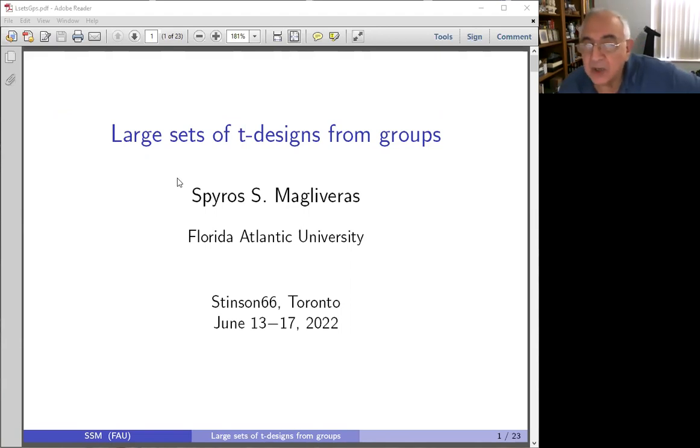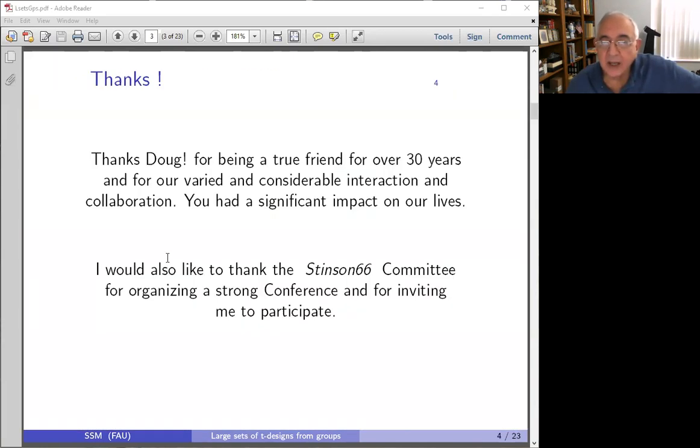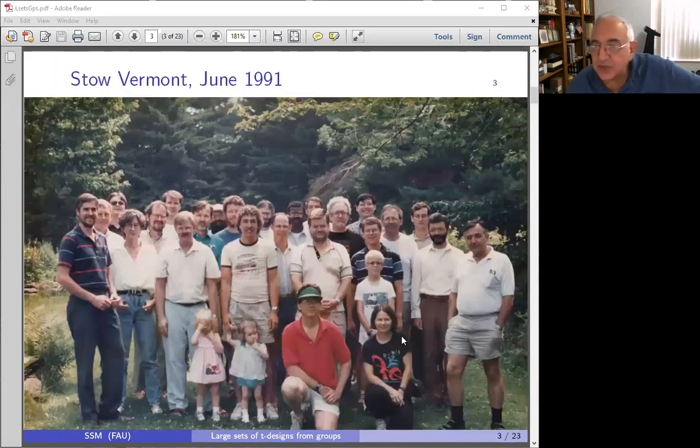Okay, so I will be talking about large sets of T designs from groups. And my first slide is a picture from 31 years ago. We can see Doug there and several people we know, and some people who are already in the room. And this is the larger picture of that gathering in Stowe, Vermont, back in June of '91.